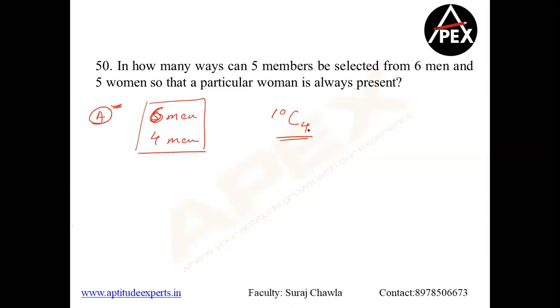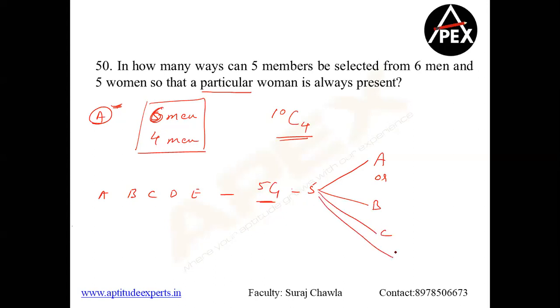Now please, I repeat, the concept is a particular woman. Why are you doing the selection here? Let's understand. Suppose A, B, C, D, and E are given. When you're writing 5C1, what is happening? 5C1 is 5 cases. What are those 5 cases? Either it is A, or B, or C, or D, or E. This is what I mean by 5C1.